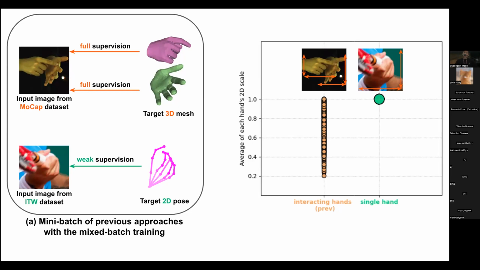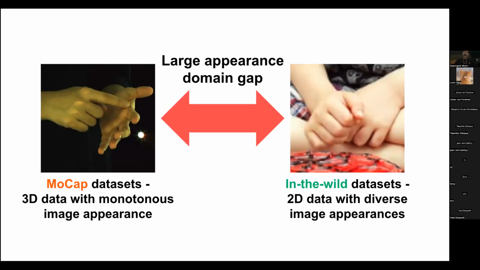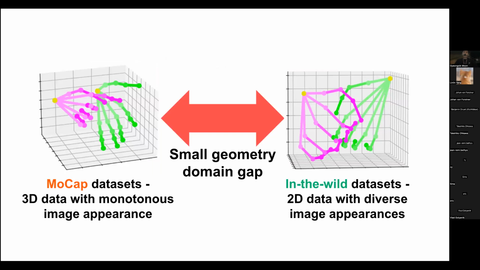So to address this kind of domain gap between 2 datasets, we change our mini batch simply like this one, so that all inputs are in the shared 2D scale space so that we could reduce the domain gap between these 2 types of datasets. Another observation is that although they have a very large appearance domain gap between these 2 datasets, their geometry domain gap is very small. So motivated by this, we design our network to regress 3D relative translation between 2 hands only from geometry inputs, so that it could suffer less from the domain gap between 2 types of datasets.